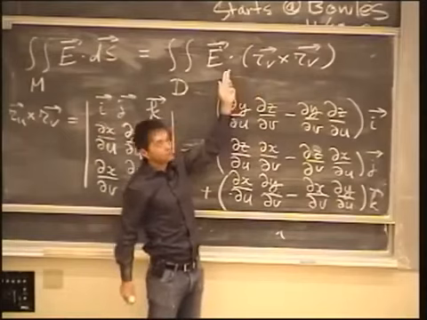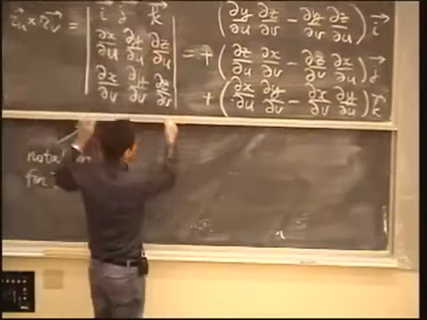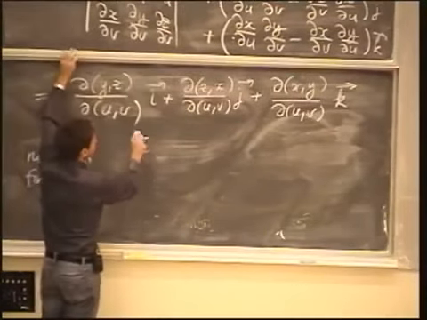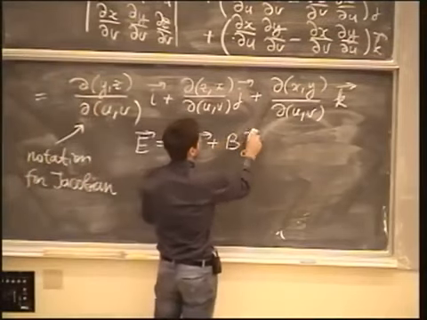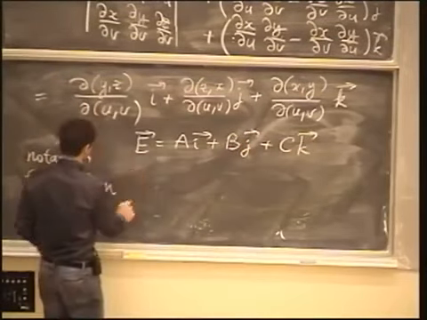Okay? So now let me actually take the dot product so that I get the entire expression. For this, I have to also say what E is. So let's say that E is A i plus B j plus C k. Then what do I get?